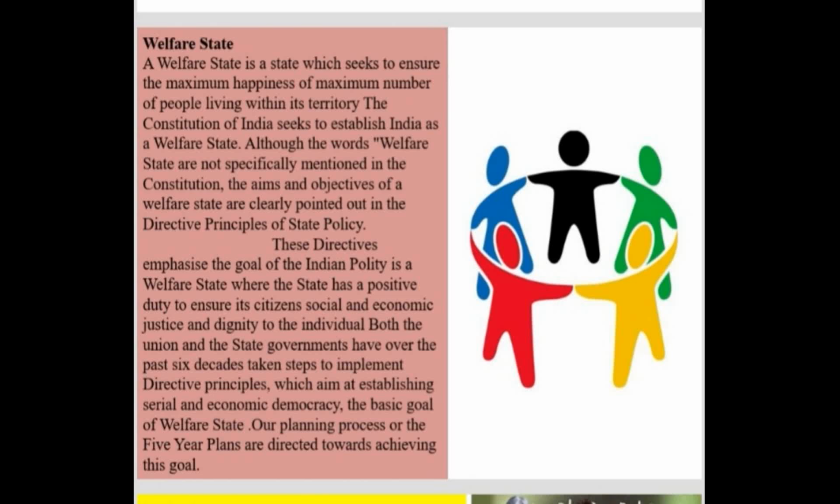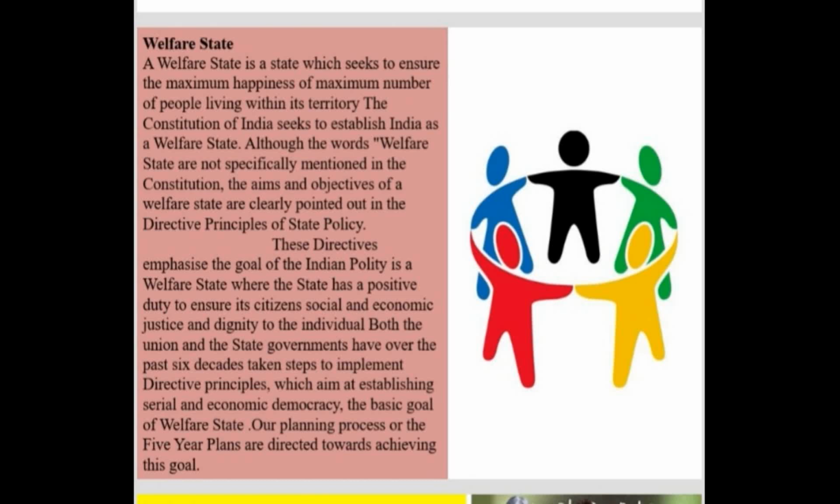See here, maximum people remaining happy means having all the basic needs: food, shelter, clothing, medical and health facilities, good food security in India, everything. They all come under the parameters of people's maximum happiness. So these directive principles direct the political system of India towards a welfare state.